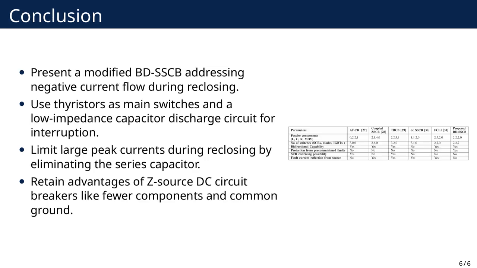This article presented a modified DCCB with bidirectional power flow capability, BDSSCB. The BDSSCB addressed the issues of unwanted negative current flow in the loads during circuit breaker reclosing after clearing the fault. The thyristors were used as the main switches for the DC fault interruption. The low impedance capacitor discharge circuit was employed for creating zero net current in the main thyristor.